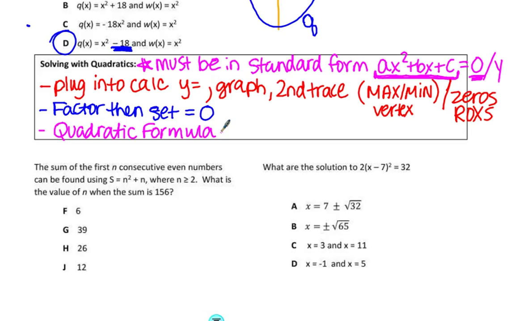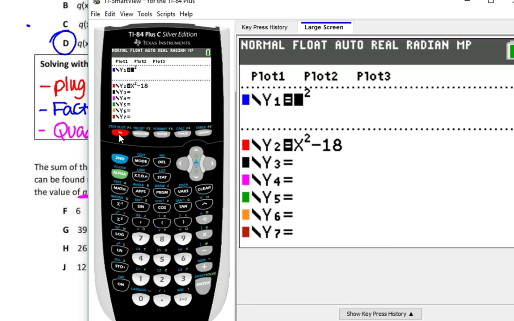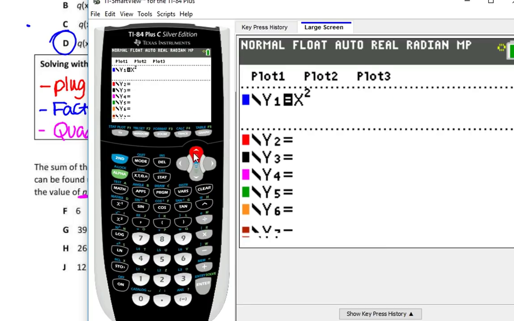So for example, we're given that the sum of the first n consecutive even numbers can be found using this function, where n is greater than or equal to 2. What is the value of n, which is representing x for us, when the sum is 156? So I'm going to replace this with x and y, so I have y equals x squared plus x, and I'm going to pop that into my calculator. Then let's go look at our table.